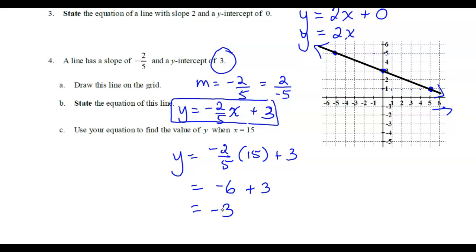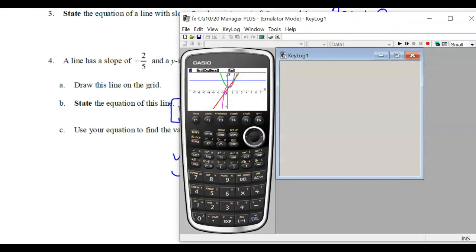Okay. Now I'm going to show you on your calculator. So let's do the Casio this time. So I'm going to, let's go to these. I'm going to clear off my equations. Delete.